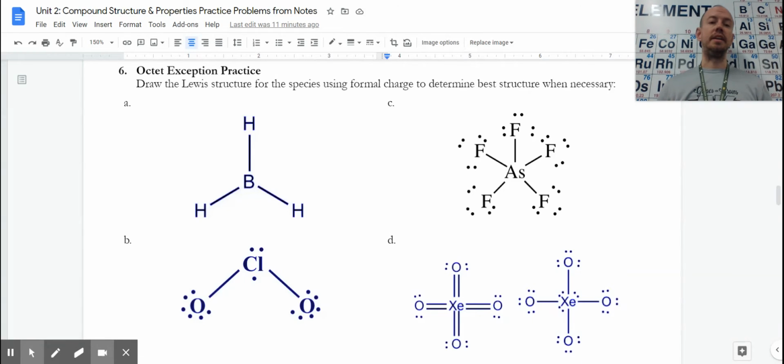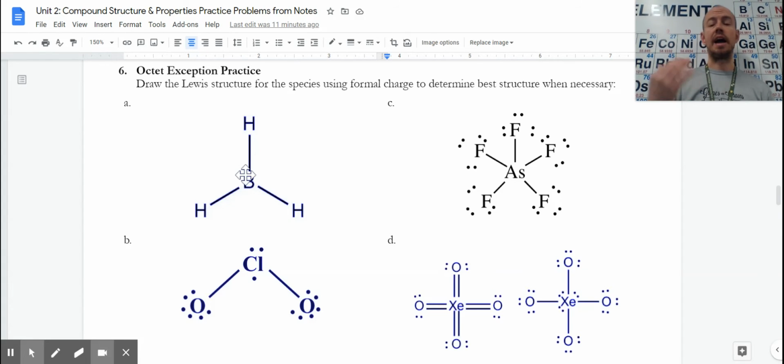We introduced the idea of exceptions to the octet rule in the last set of problems, and obviously in the notes. So these are just some examples. So BH3, we've got 3 valence electrons from the boron. Each hydrogen has 1. There's no way to draw it and connect everything other than this. There's no double or triple bonds that could be put together to fulfill octets for everything.